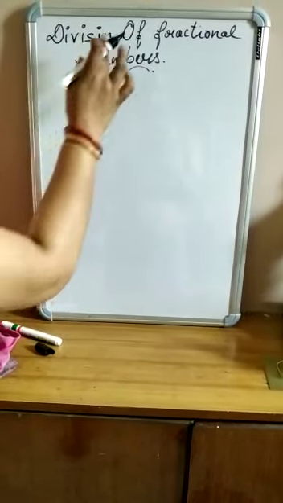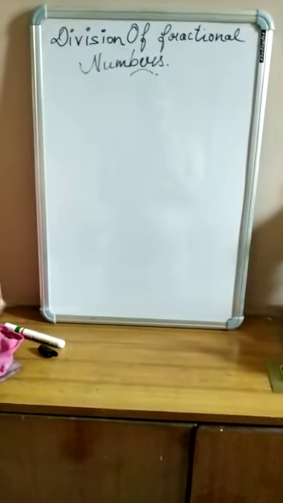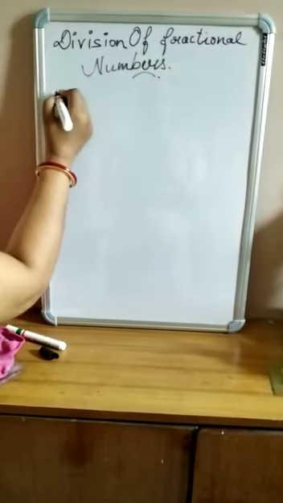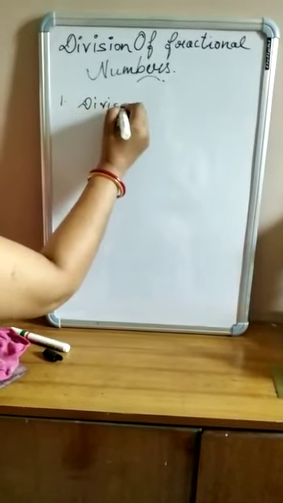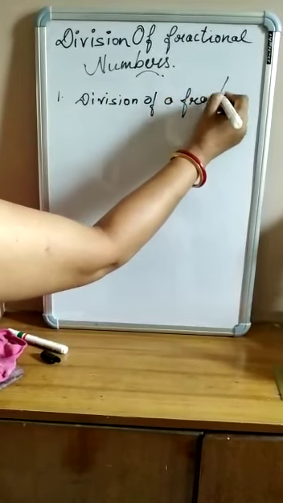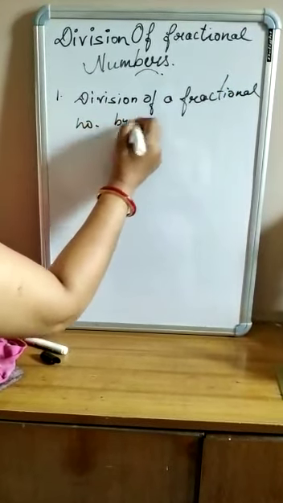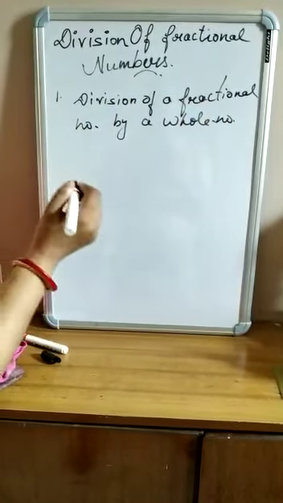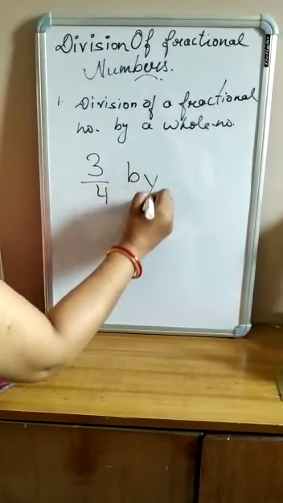Now let us discuss another topic, division of fractional numbers. So children, firstly I will discuss division of a fractional number by a whole number. Here, let us take an example: 3 by 4 divided by 2.